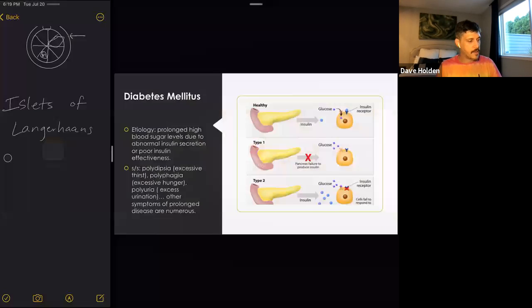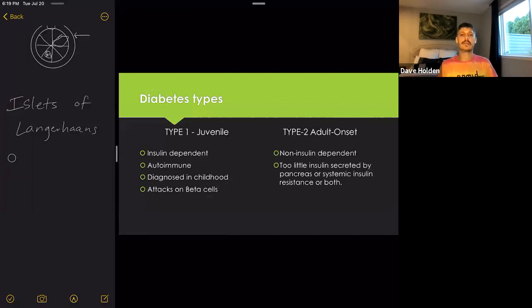The second type is type 2 or adult onset. It's called adult onset because usually we are seeing it diagnosed in adulthood, like in their 40s or 50s. However, more and more in the United States, we are seeing type 2 diabetes being diagnosed in adolescents and young adults. We're seeing more and more diagnoses coming in from the ages of 12 to 25.